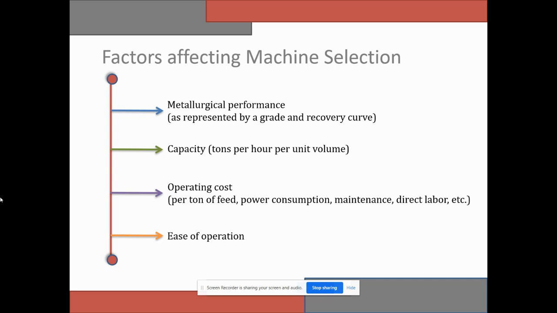Factors affecting machine selection. First, metallurgical performance as represented by a grade and recovery curve. Second, capacity, tons per hour per unit volume. Third, operating cost per ton of feed: power consumption, maintenance, direct labor, etc. Fourth, ease of operation. Now I shall request Sari to continue further.